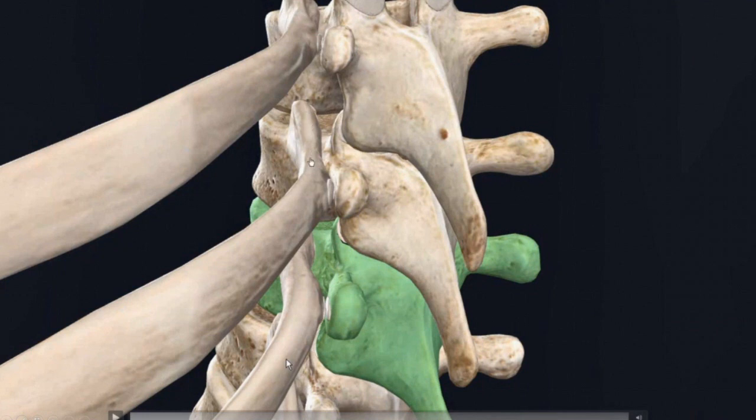If we look at this head of the rib, there are two articulation surfaces between the head of the rib and the vertebrae, one with the vertebrae above and the other one with the vertebrae below. The third one is with the transverse process, and this gives a strength to the thoracic spine compared to the rest of the spine.